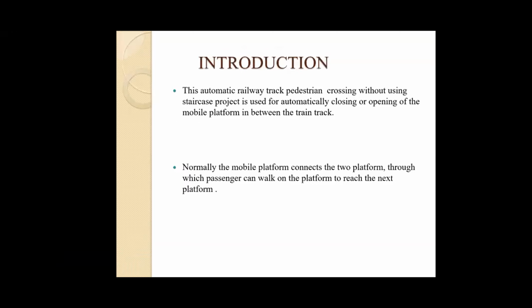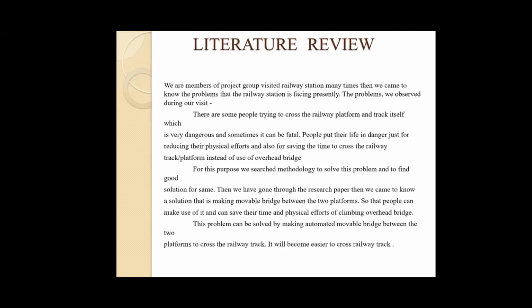Introduction. This automatic railway track pedestrian crossing without using staircase project is used for automatically closing or opening the mobile platform in between the train track. Normally, the mobile platform connects the two platforms, through which passengers can walk to reach the next platform. The literature review of our project.